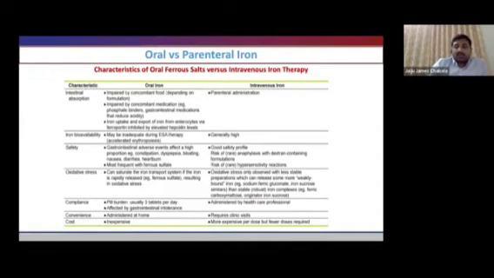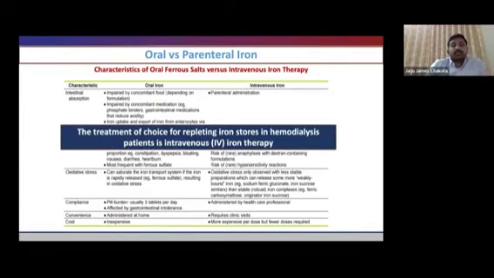But we need to consider the efficacy as well as the few doses required in the case of IV iron preparations. So the treatment of choice for repleting iron stores in hemodialysis patients is definitely IV iron therapy.